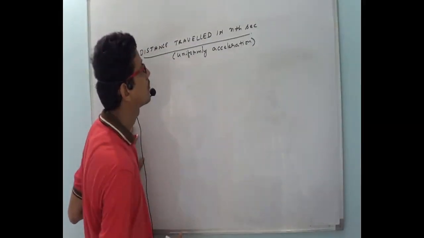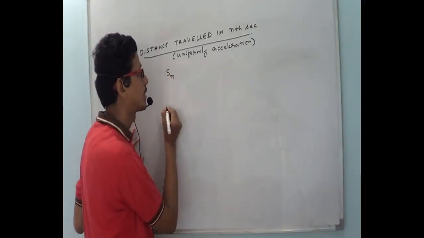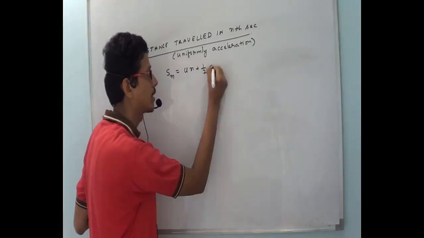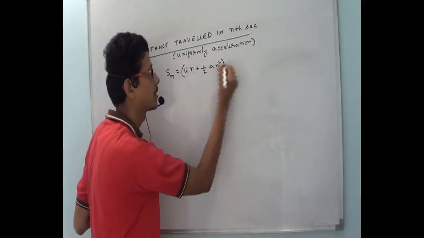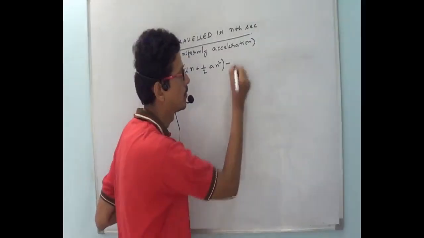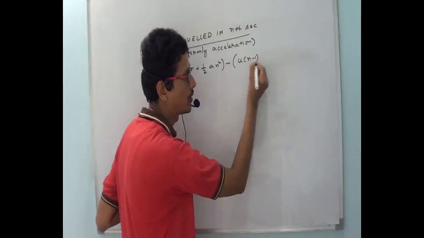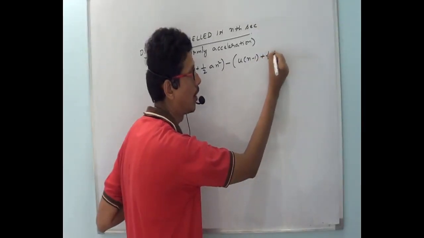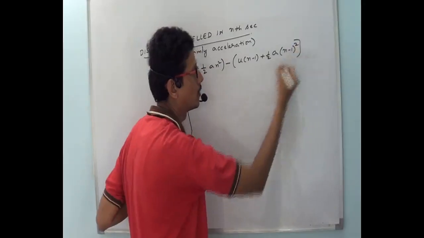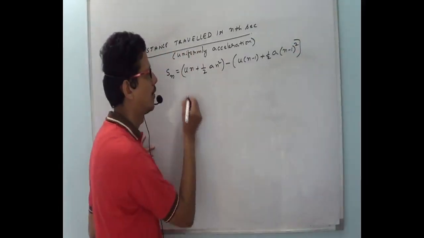And this is the distance traveled in the nth second: distance traveled in n seconds minus distance traveled in n minus 1 seconds. And instead of t, I am writing n minus 1 here, in half a t square. So if I subtract this, I will get this.